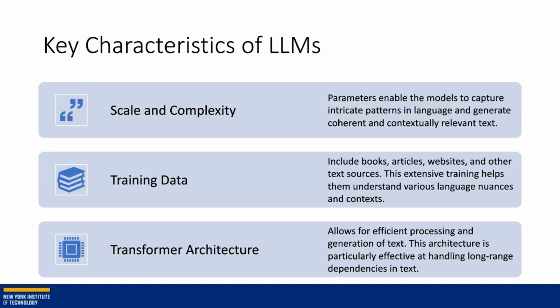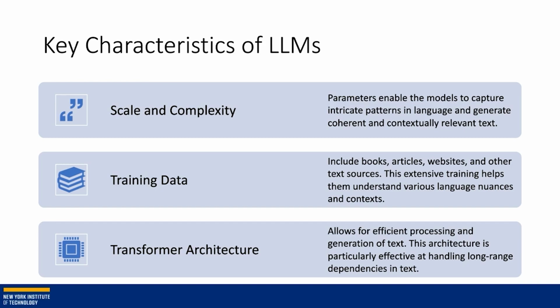Some key characteristics of large language models are the scale of complexity. These parameters enable models to capture intricate patterns in language and generate coherent, contextually relevant text. There's also the training data. These include books, articles, websites, and other sources. So the more sources that it is trained on, the better and more understanding it will be of the languages.